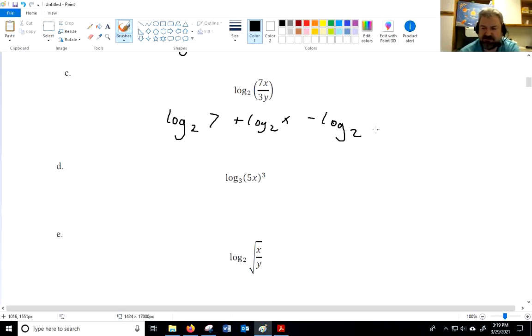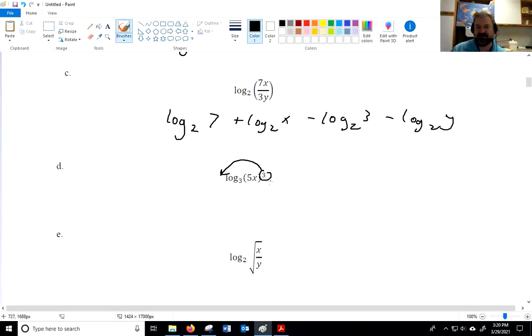Now I could put parentheses here and say, well, these two things are multiplied. Or the way I prefer to do it is to just simply say that anything in the bottom of a logarithm is subtracted. So I'm going to subtract the log base 2 of 3, and I'll subtract the log base 2 of y.